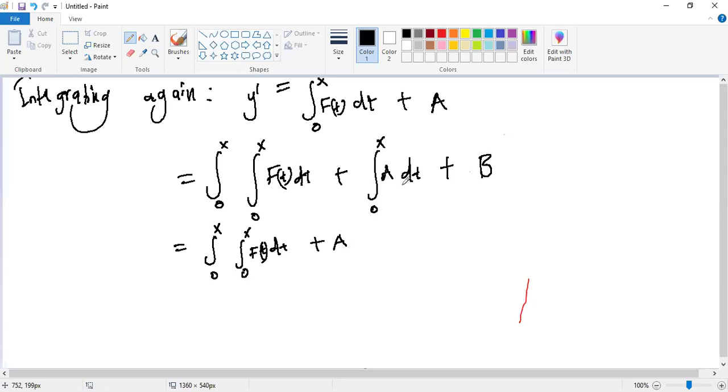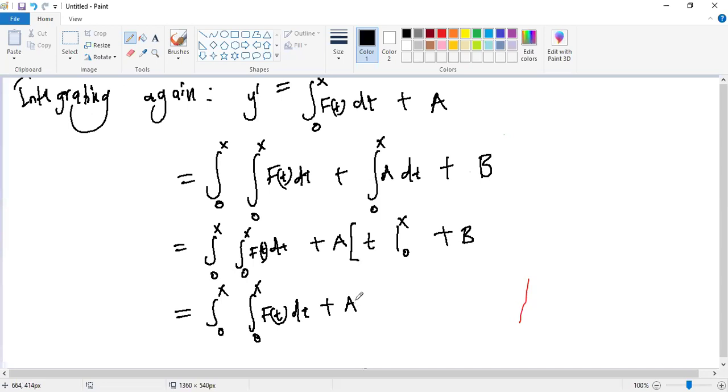Taking the a outside, if you integrate 1 with respect to t, I am going to evaluate it here. Taking a outside, we remain with 1. The integral of 1 with respect to t is t. The limits of integration are from 0 to x, and then we have plus b, constant of integration. So this translates to integral from 0 to x, integral from 0 to x of f of t dt plus a. Replacing the limits, where there's t, we put x. So we are going to have x minus 0 plus b.